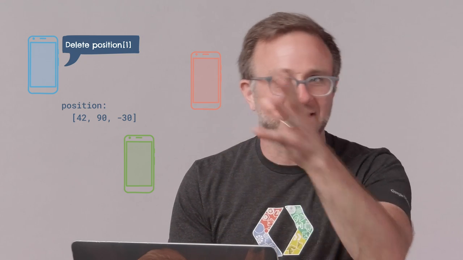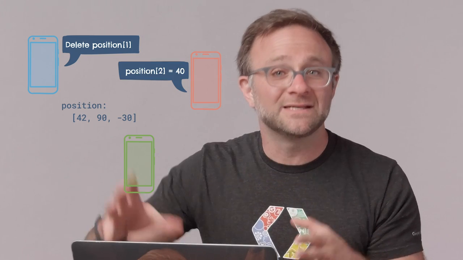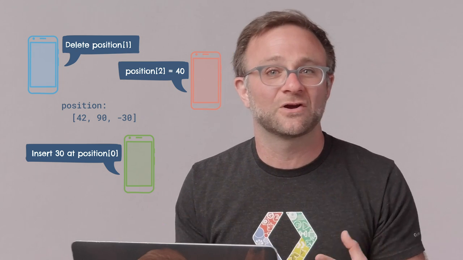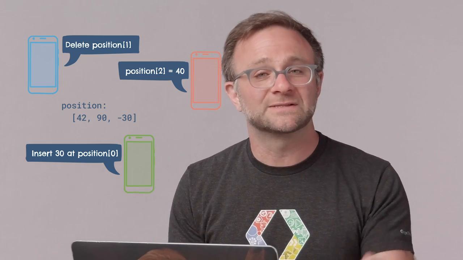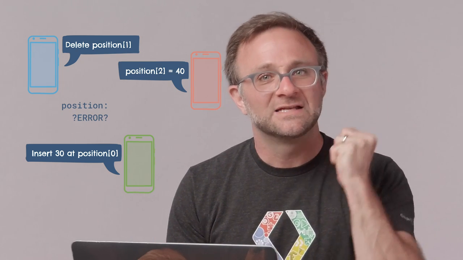But in an array, if one client is trying to edit a value at like index 2 and another client tries to delete the value at index 2 and another client tries to insert a value somewhere at index 0, I'm going to have very different results and possibly out of bounds errors depending on what order these instructions are received in.